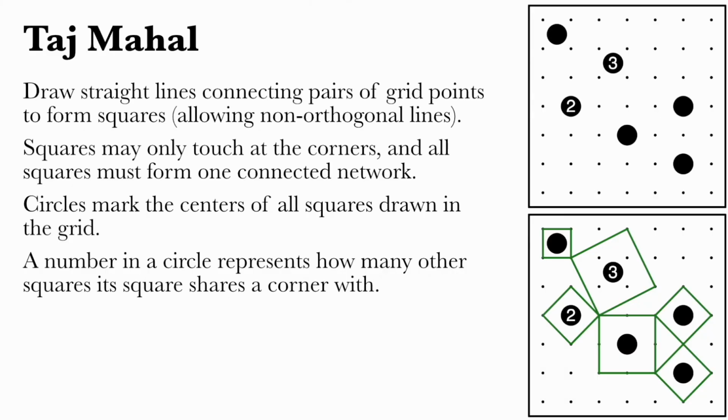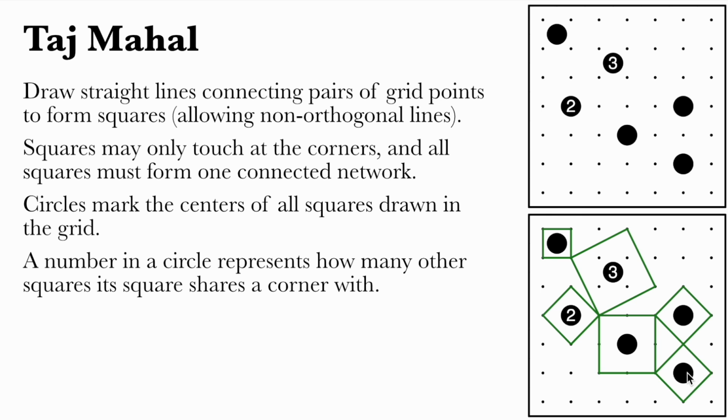Taj Mahal is an unusual line drawing puzzle. We will draw straight lines connecting pairs of grid points to form squares, allowing non-orthogonal lines. Orthogonal being our word that means horizontal and vertical. As you can see in this example solution, we have squares that are at all sorts of odd angles in the grid. Squares may only touch at the corners, and all squares must form one connected network.